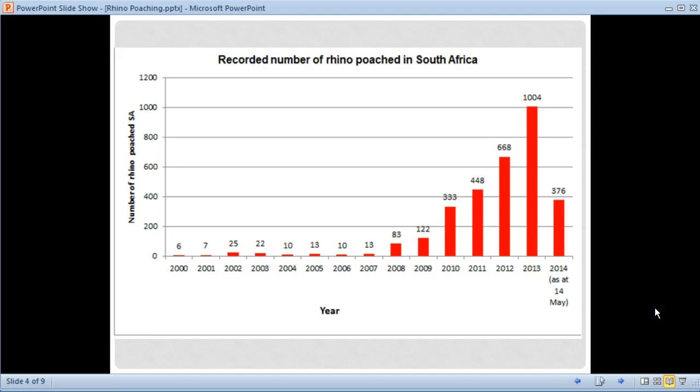Graphs are also a good way to summarize information in a presentation. They quickly show what the statistics look like. For example, over the years, rhino poaching has been increasing steadily and is now reaching quite alarming proportions. This is only the first few months of this year.